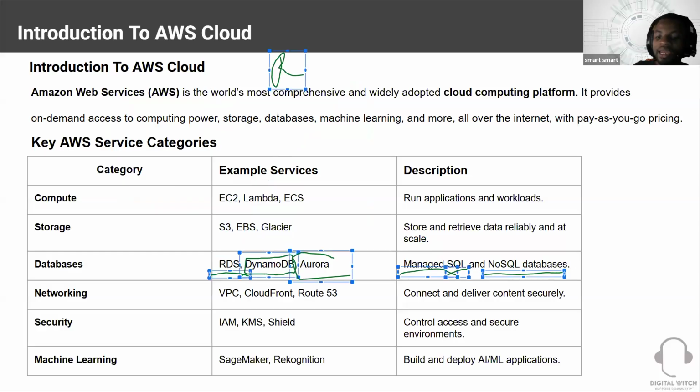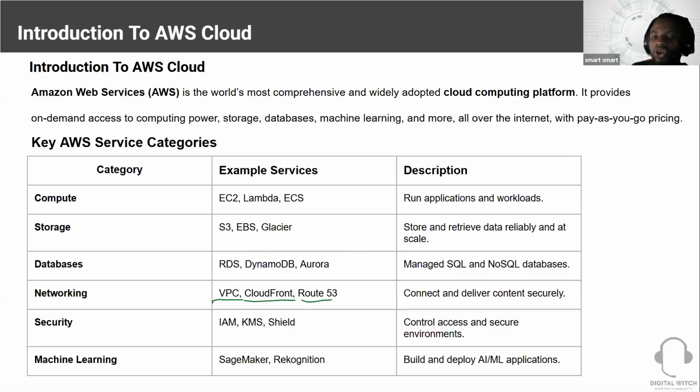What about networking? Yes, like I told you, they provide network services as well, right? Some of those network services are VPC, CloudFormation, and Route 53, just for connecting and delivering content securely. Today we have TikTok, Facebook, and Instagram. With all those applications, people are streaming online, enjoying themselves and making money. They don't know where the application lies. They don't know where it is. It is where? In the cloud. Security, they provide it. Machine learning, they provide it as well. Okay? That is about the introduction to AWS.